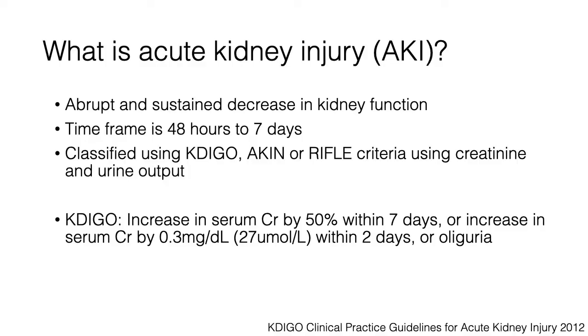This gets to the question of what is an AKI. In acute kidney injury, the patient has an abrupt and sustained decrease in their kidney function. A kidney injury typically occurs between 48 hours and 7 days from a precipitating event.